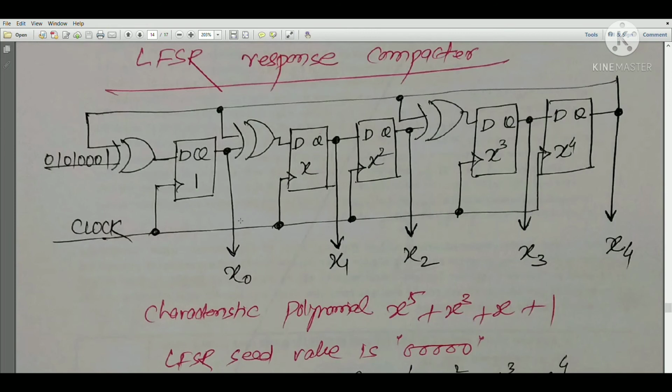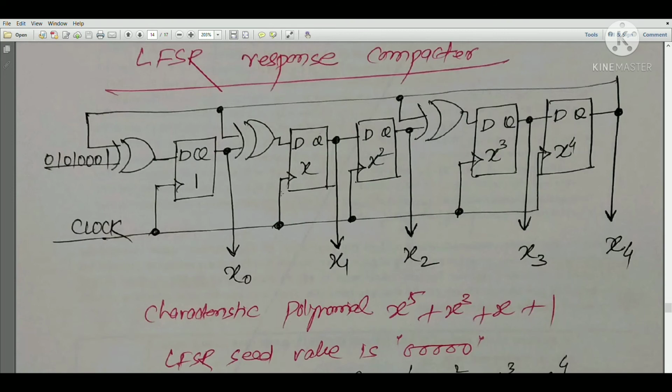We are having a number of XOR gates connected towards the input of the D flip-flops. Here, three flip-flops and three XOR gates have been used. We are getting the primary outputs as x0, x1, x2, x3, and x4. Now the characteristic polynomial that has been given for this particular circuit is 1 plus x cube plus x5.